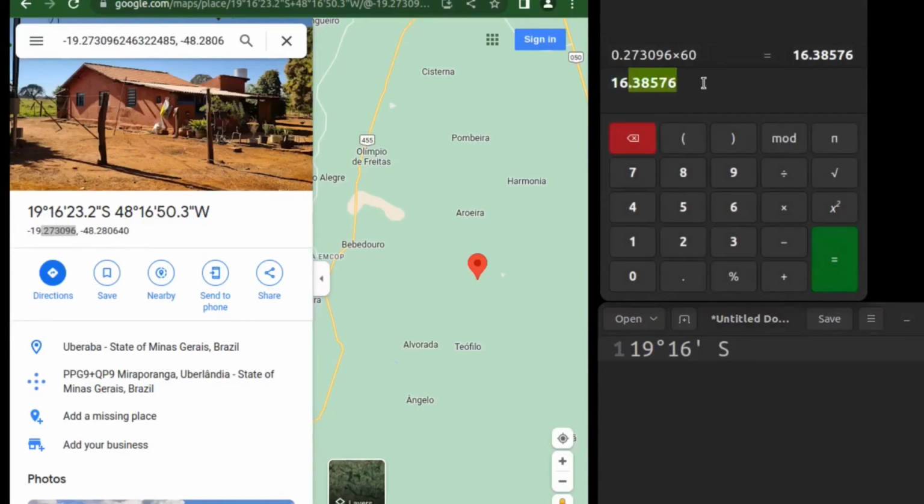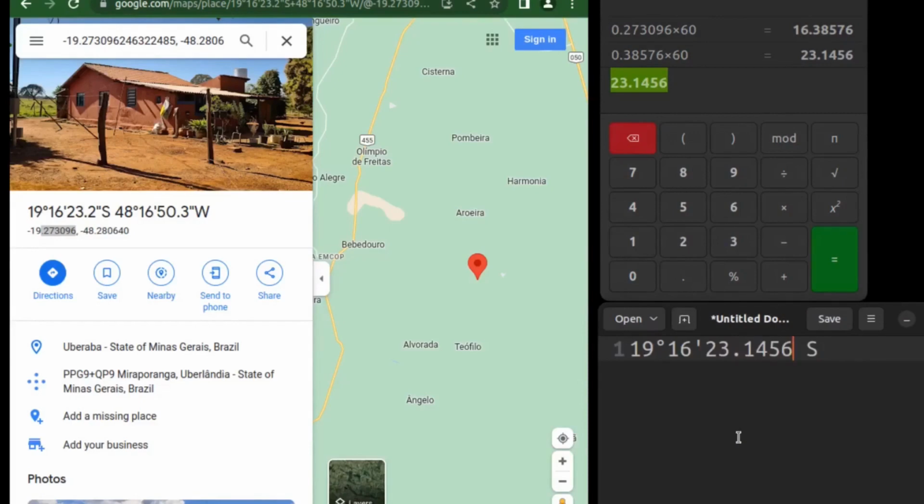Next, take the decimal part of the result and again multiply it by 60. And here we have seconds, and we can round the decimal. And done. 16 minutes and 23.2 seconds. And south of the equator. You can follow the same steps for the longitude.